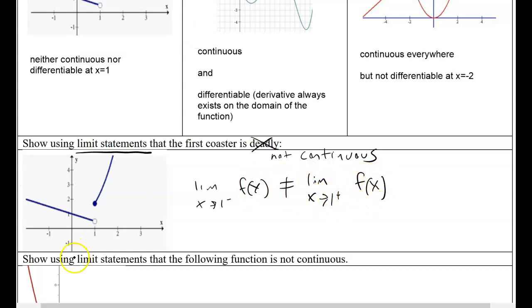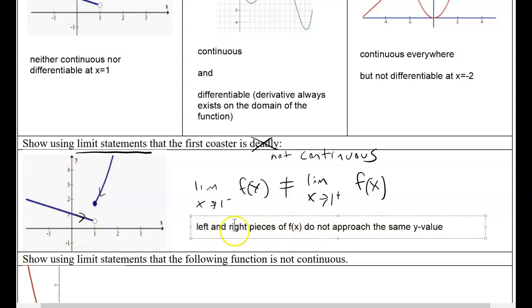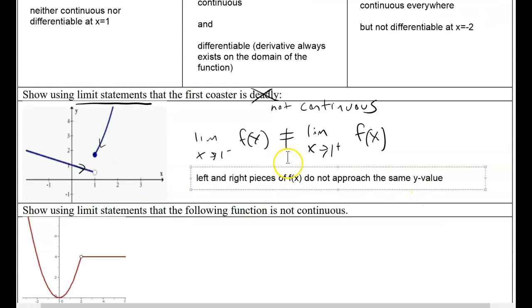Okay, so we did this in pre-calc, and all we're really saying by this is that as I walk along the roller coaster from the left of 1 versus when I walk along the roller coaster from the right of 1, I end up at two different spots, right? So in words, I would say that the left and right pieces of this function don't approach the same value. That's what I'm saying here. So this is a proof that the function is not continuous.